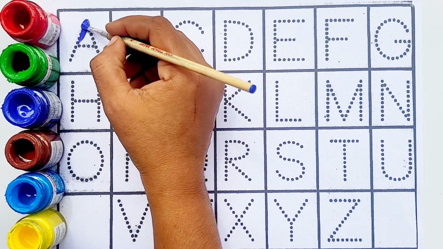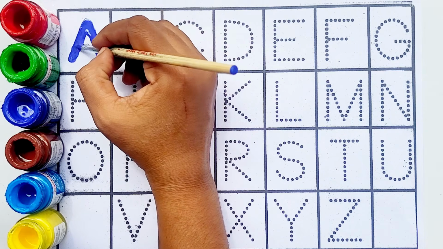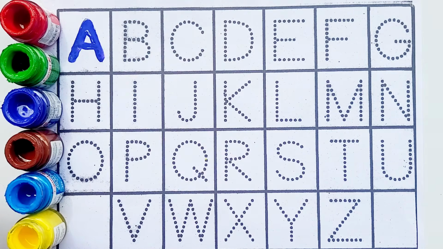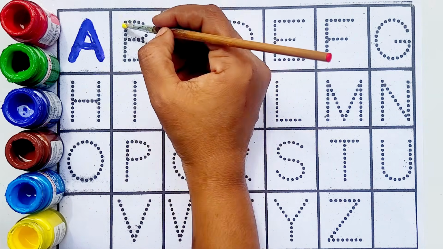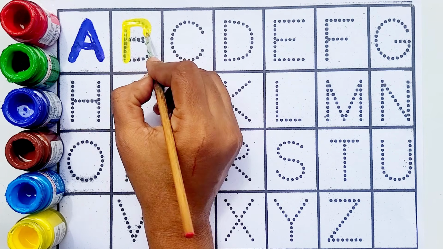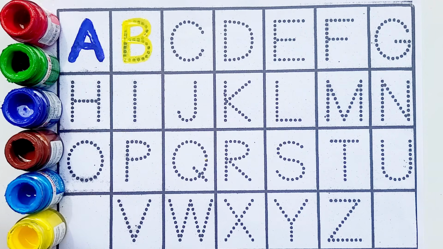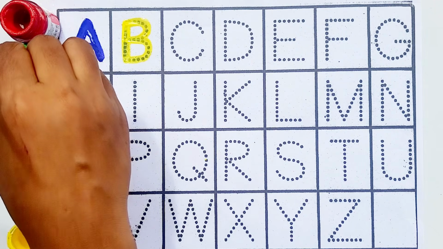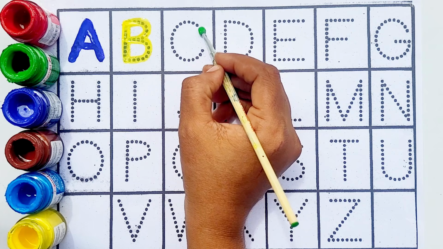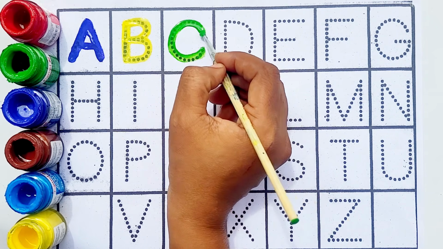This is letter A. A for apple. Next, B. B for ball. C. C for cat. C for cow.